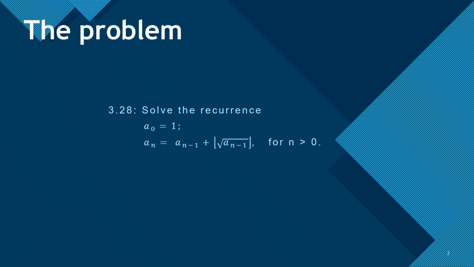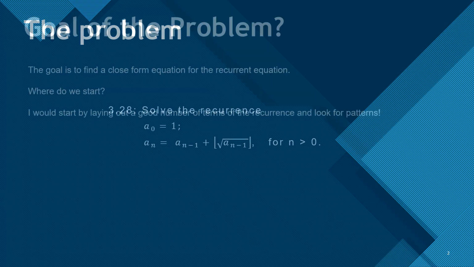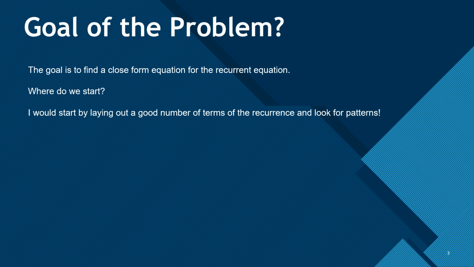Once again, I have another recurrence problem. In this case, we have a of 0 equals 1, and a of n equals a of n minus 1 plus the floor of the square root of a of n minus 1 for n greater than 0. What is the goal of this problem? The goal is to find a closed form equation for the recurrence.